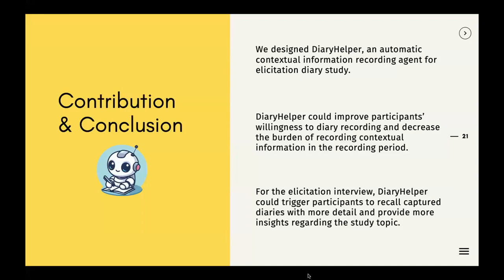Okay, in the end, let's summarize our contribution and conclusion. We designed DiaryHelper, an automatic contextual information recording agent for the elicitation diary study. DiaryHelper could improve participants' willingness to record diaries and decrease the burden of recording contextual information in the recording period. For the elicitation interview, DiaryHelper could trigger participants to recall captured diaries with more detail and provide more insights regarding the study topic. That's all for our presentation.